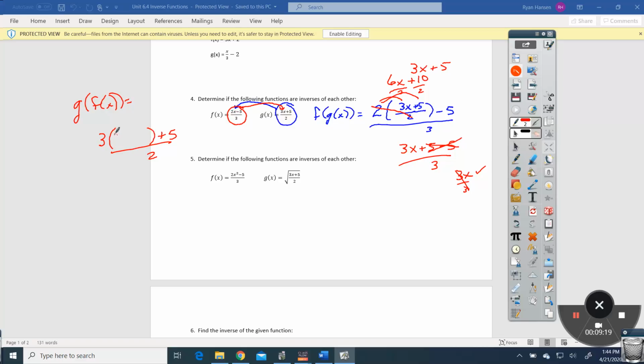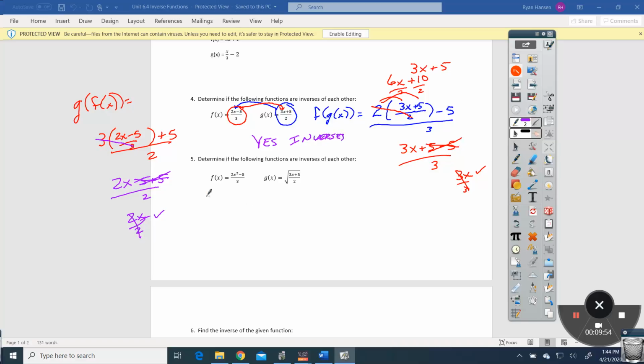So 2x minus 5 over 3. Much like the last one, these 3's will cancel off, and I have 2x minus 5 plus 5 all over 2. I can combine like terms on the top, so minus 5 plus 5, those go away, and I'm left with 2x over 2. The 2's cancel off, and I'm left with x. So since they both equal x, yes, they are inverses.